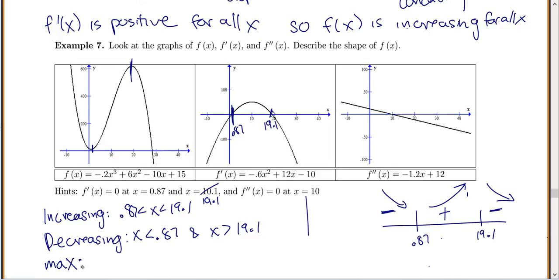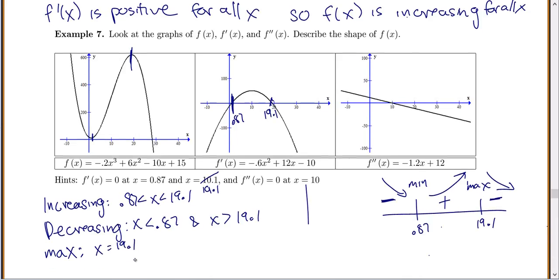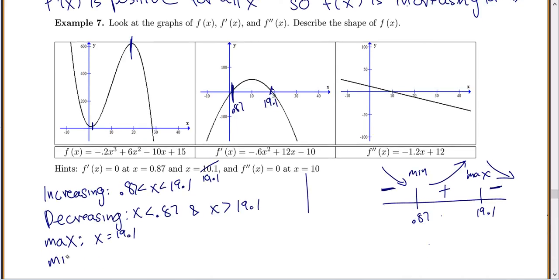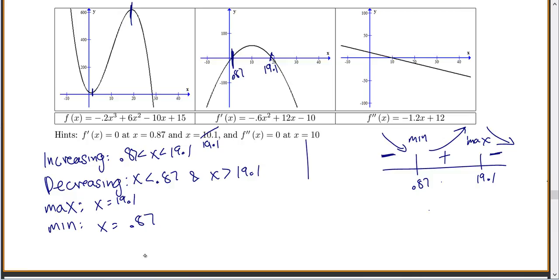And we're going to have a max. Let's see, where are your maximums? That looks like a min, because we're going down and then up. And up and then down means a max. So our max is at x equals 19.1. Our min is at x equals 0.87. So that's all stuff that we found from our first derivative.